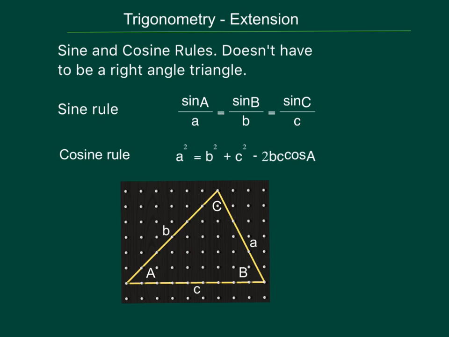The second rule, the cosine rule, says that a squared equals b squared plus c squared minus 2bc cos A. This rule looks a little bit like Pythagoras' rule, doesn't it?